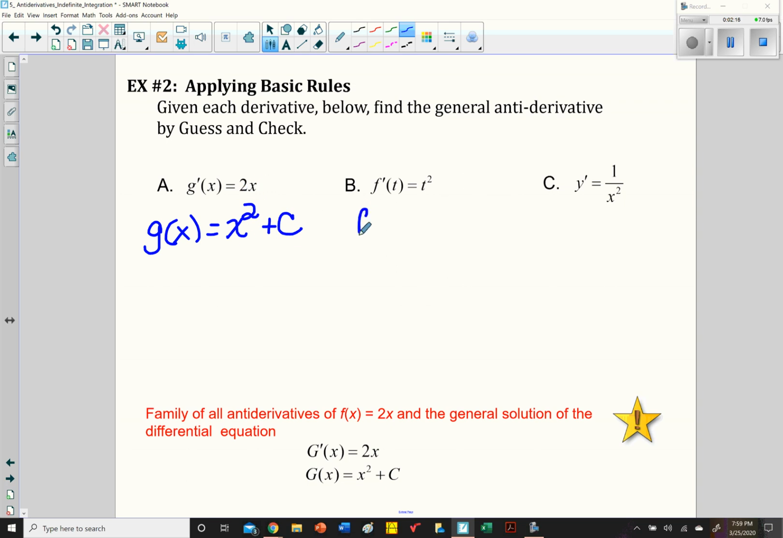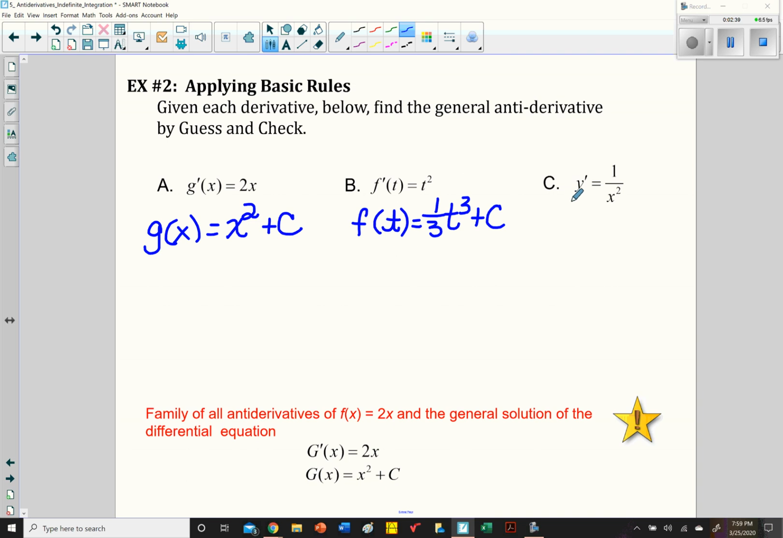As in the next example, f prime of t is t squared. The f of t would need to be t cubed, but that derivative is 3t squared, and we want to kill off that 3, so we could do that with a 1/3 t cubed. And we're discovering the power rule here.